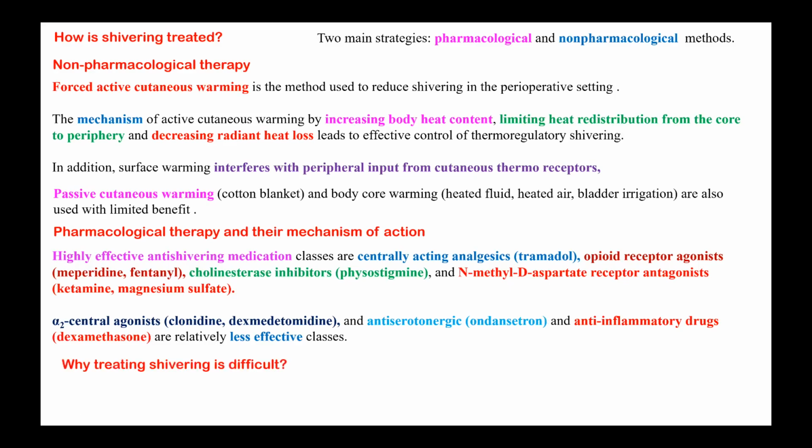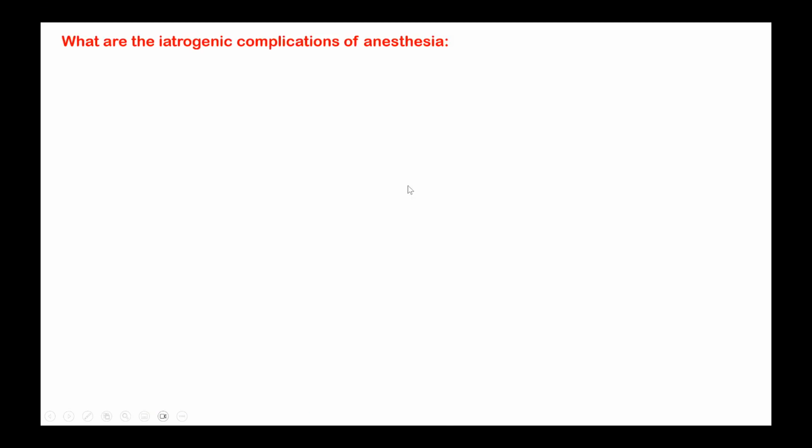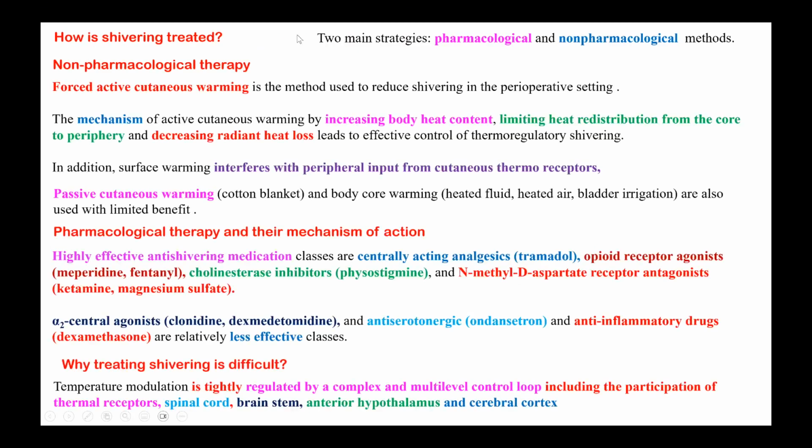And why is treating shivering difficult? Because it is tightly regulated by a complex multi-level control loop, including the participation of thermal receptors, spinal cord, brainstem, anterior hypothalamus, and cerebral cortex. So many components of the nervous system are involved: one, thermal receptors; two, spinal cord; three, brainstem; four, anterior hypothalamus; and five, cerebral cortex. Because of this complex multi-level control loop, sometimes it becomes very difficult to treat the shivering.